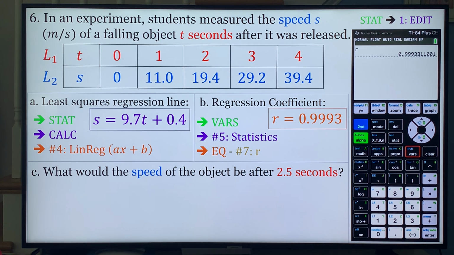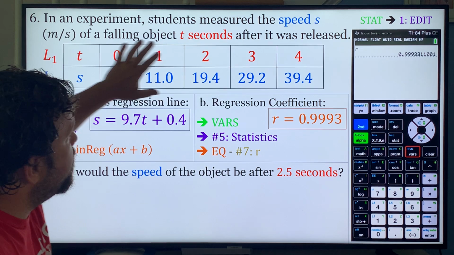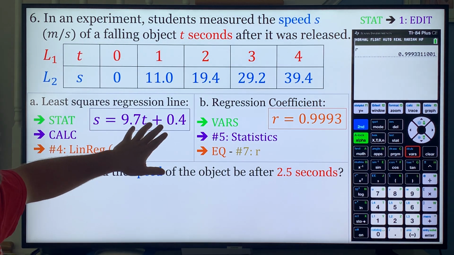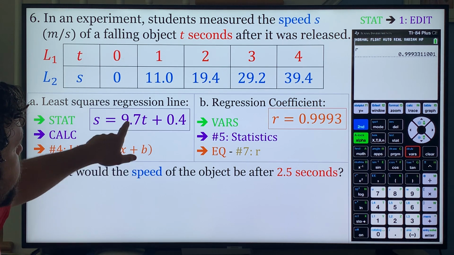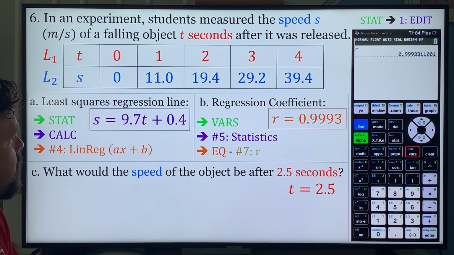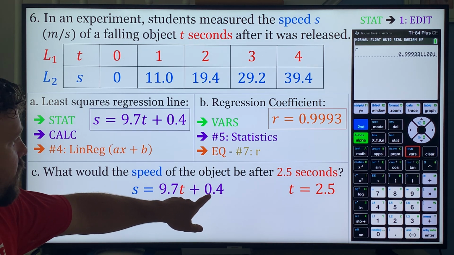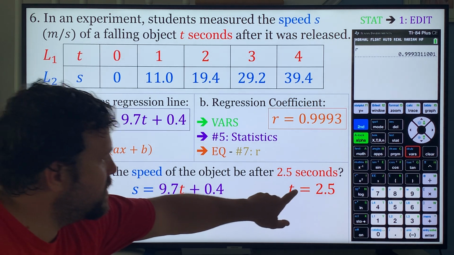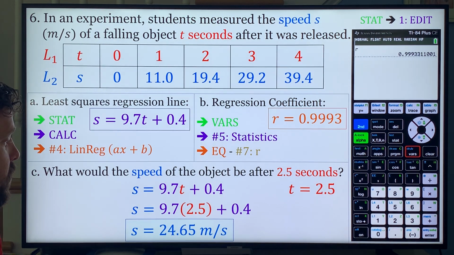All right, what would the speed be after 2.5 seconds? So now, how do we do that? We don't have 2.5 here, but what did we just create? We created an equation, okay? So we're going to use this equation right here that we created, 9.7t plus 0.04, so we know t is 2.5, right? What do you do with this? You plug it in. 9.7 times 2.5 plus 0.04 is 24.65 meters per second.